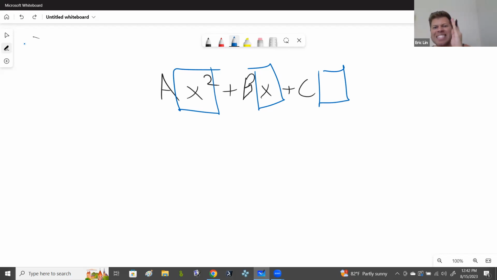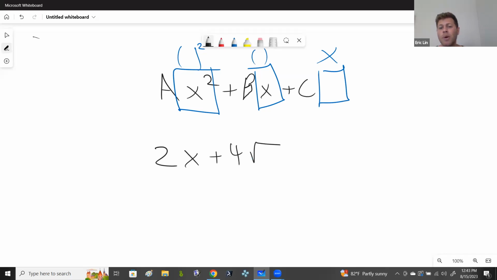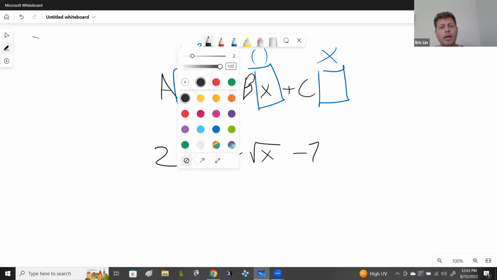These do not have to be exactly this way. Your variable just needs to be squared here, not squared here, and completely absent here. So the following is quadratic in form: 2x plus 4 square root of x minus 7. That doesn't look quadratic, does it?